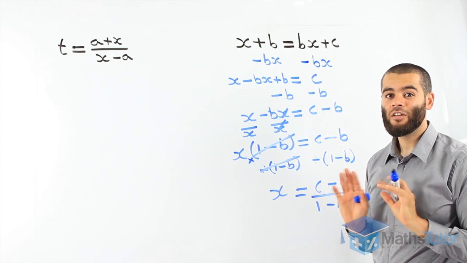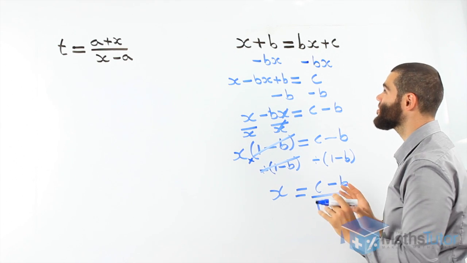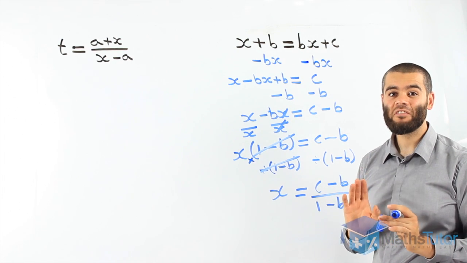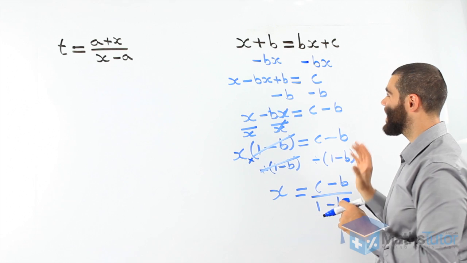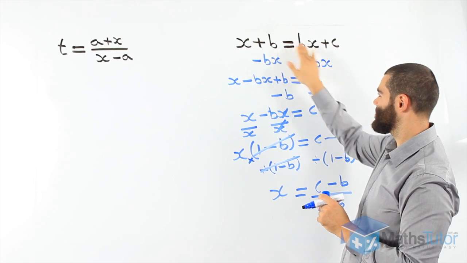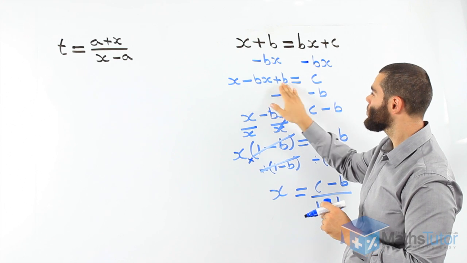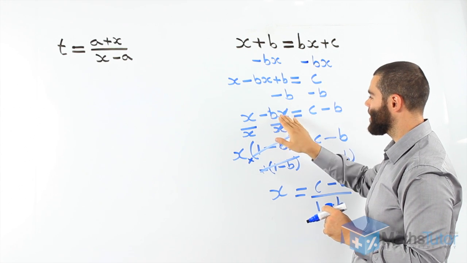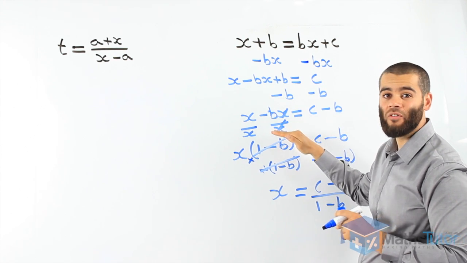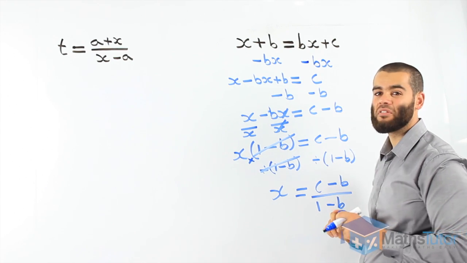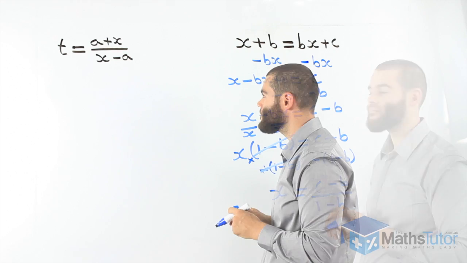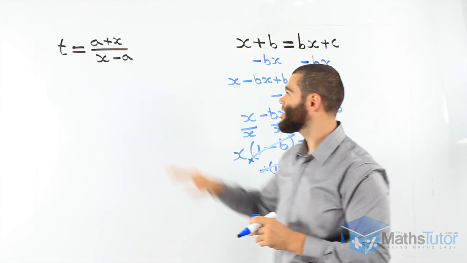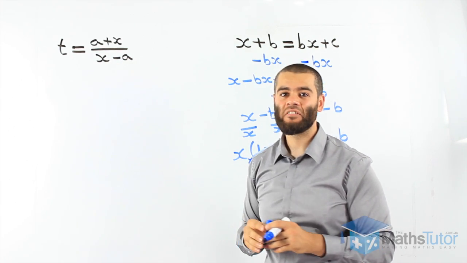It's easy, but you need to concentrate. Go through it, understand it. With practice, you'll start to recognize that yes, I need to take the x's to the other side. There they are. Take the b to the other side, keep them there, and we factorize, and the rest becomes easy. Let's do another one. We have t equals to a plus x over x minus a.